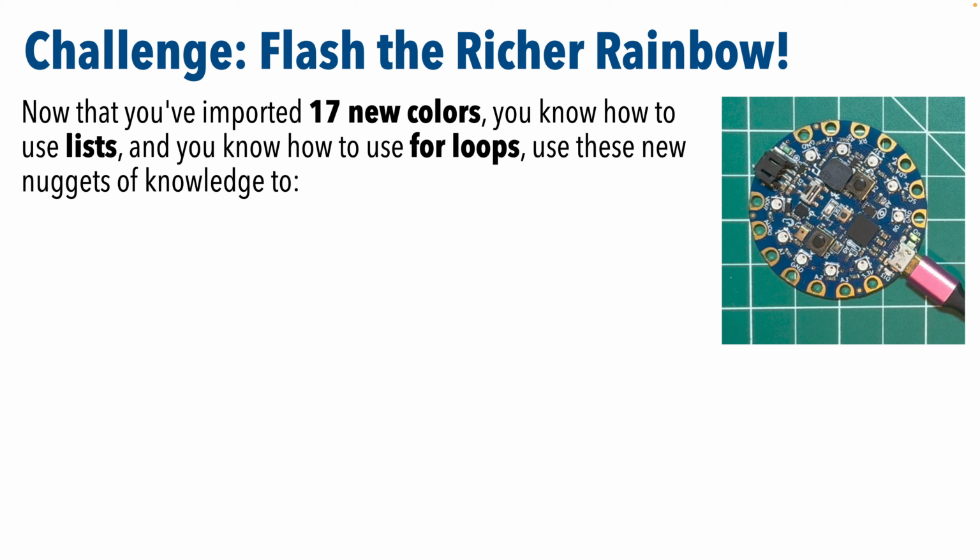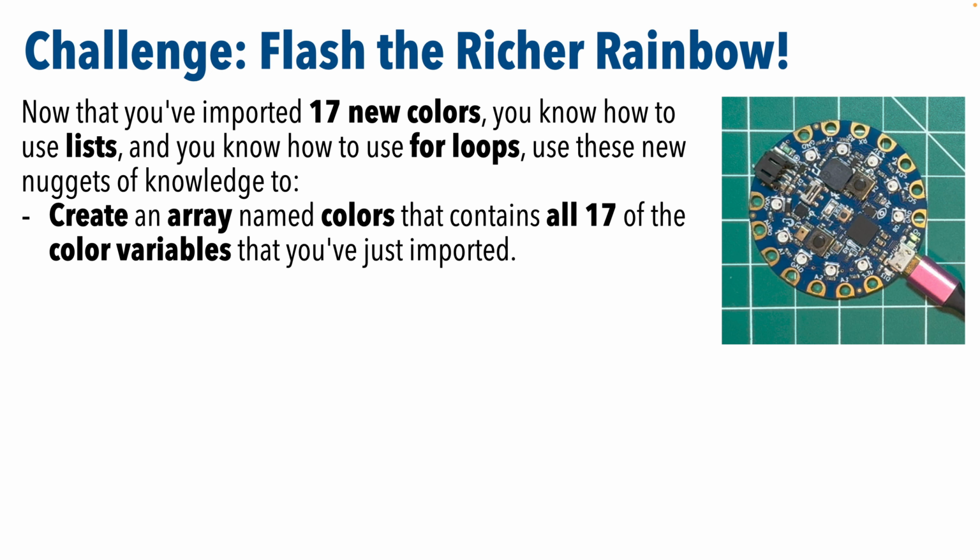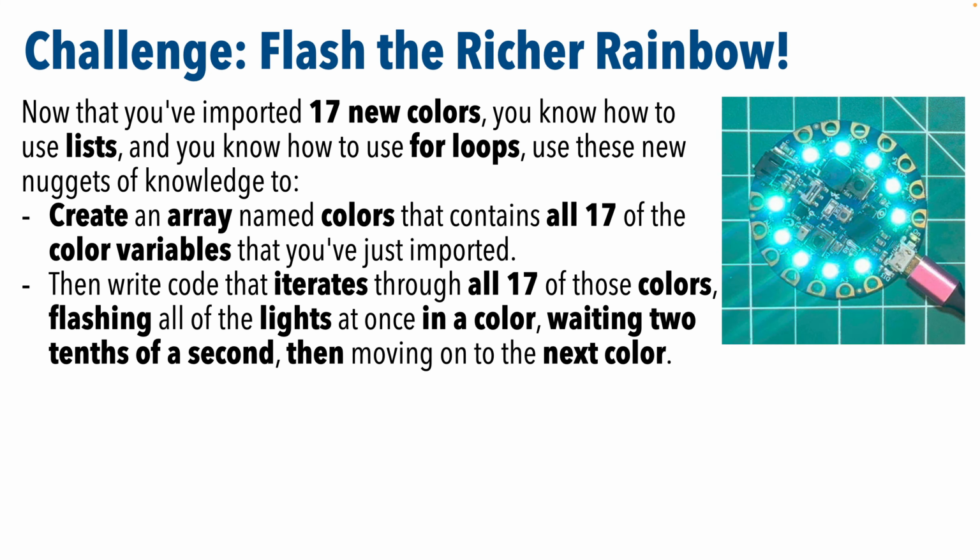Use these new nuggets of knowledge to create an array named colors that contains all 17 of the color variables that you just imported. So in the way that you created an array with strings before, well, you can create an array with color variables too. Then write code that iterates through all 17 of these colors, flashing all the lights on your circuit playground in one color, then wait 0.2 of a second, then move on to the next color in the list.